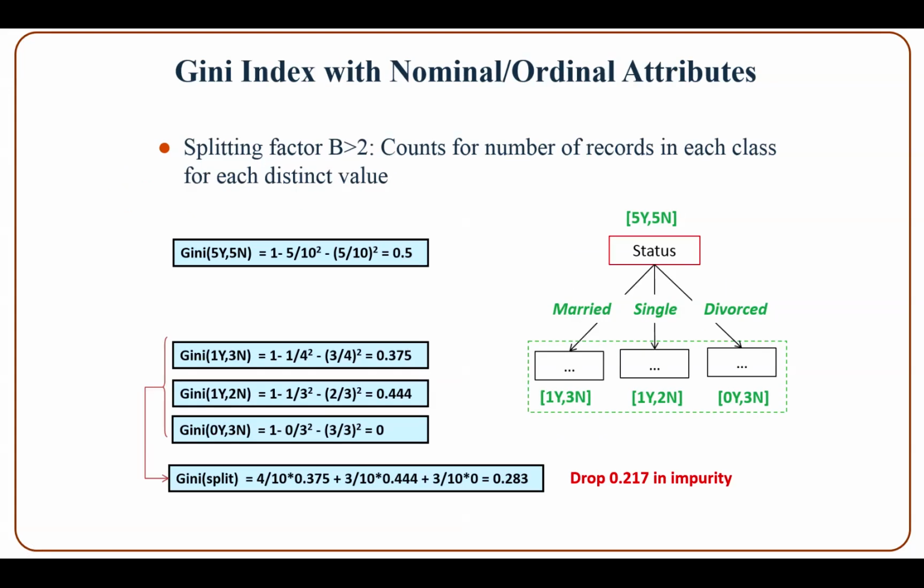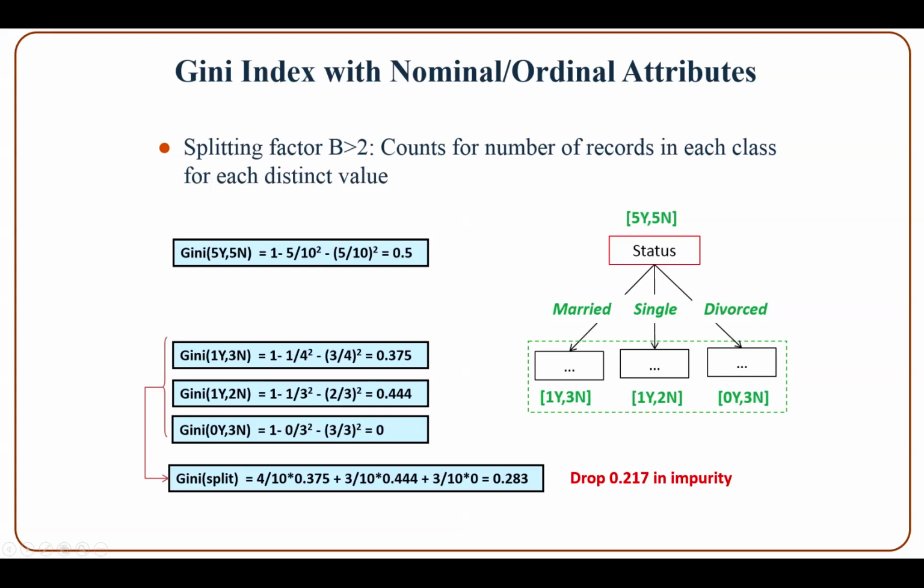How about Gini index with nominal and ordinal attributes? First, let's consider the splitting factor b greater than 2. Here the number of links are equal to the number of distinct values. Marital status has 3 distinct values, including married, single, and divorced. So records from the original training set are split and sent down following 3 links.